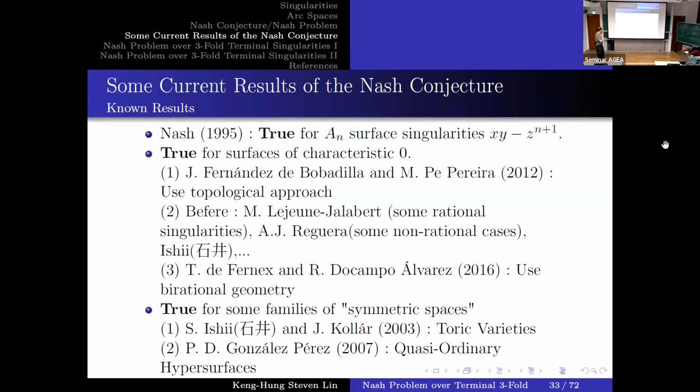Furthermore, for some important varieties, the Nash map is surjective. A very important example is this one by Ishii and Kollár. They proved that for any toric singularities, the Nash map is always surjective in any dimension. And furthermore, Hale proved that for quasi-ordinary hypersurfaces, the Nash map is also surjective.